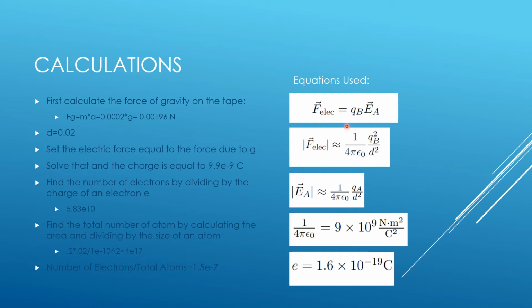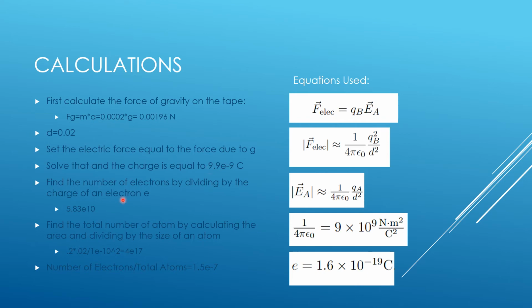We plugged it into this equation, where 1 over 4 pi epsilon naught is just 9 times 10 to the 9. We set this equation equal to the force of gravity, and plugged in 0.02 for the distance here. We found that the charge on it was equal to 9.9 times 10 to the negative 9 coulombs.